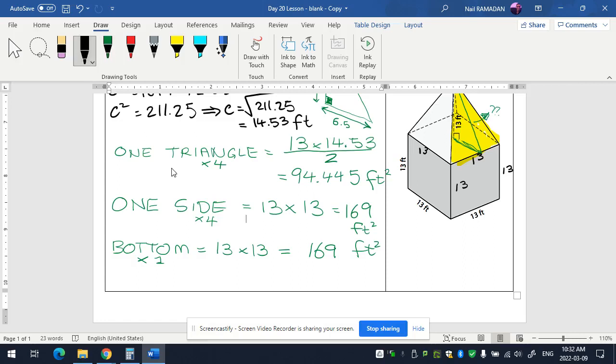SA, yep. So SA equals, now, 4 times this number, everyone, 4 times this number. So 4 times 94 point what? 445 plus 4 times yet another 169 plus how many bottoms? Just one. So you can write 1 like Noor asked just now. You can write 1 times 169 or just what? 169 because it's going to be the exact same thing. All right. Let's find out what the final answer is.